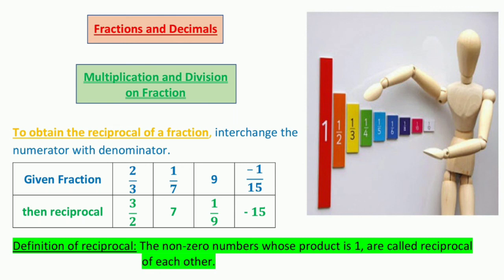Second example, 1 by 7, then the reciprocal is 7. Third example, 9. Then the reciprocal of 9 is 1 upon 9. Fourth example, minus 1 upon 15. Then its reciprocal is minus 15.